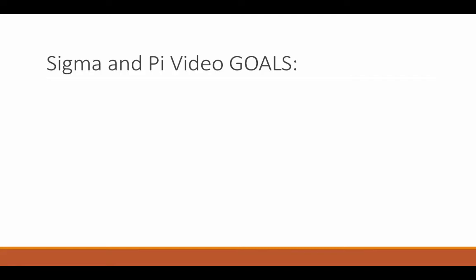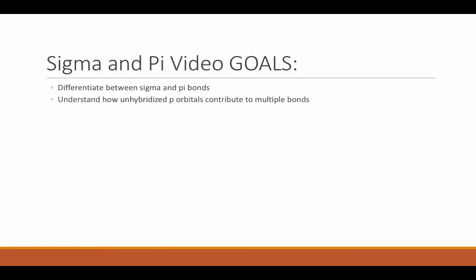This video is about sigma and pi bonding. By the end of this video, you should be able to differentiate between sigma and pi bonds, understand how unhybridized p orbitals contribute to multiple bonds, and identify sigma and pi bonds in a molecule.